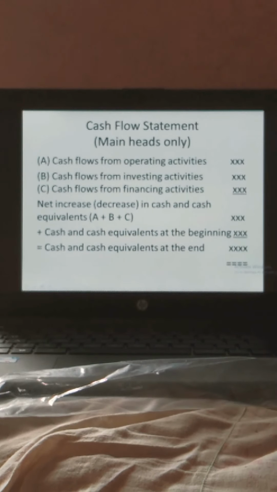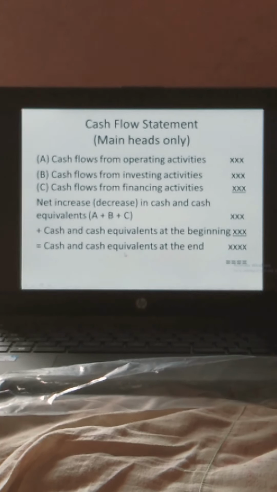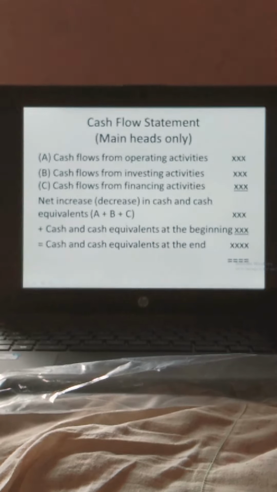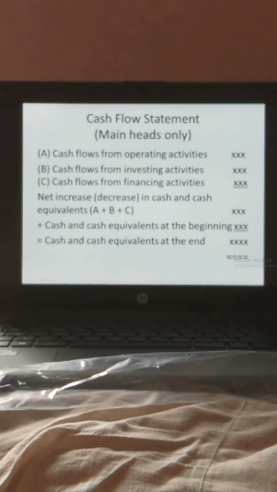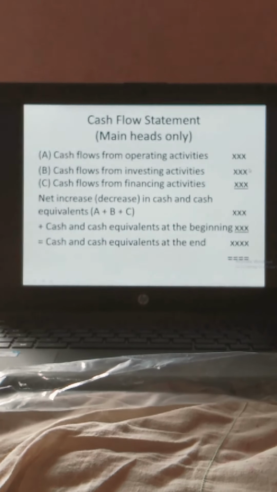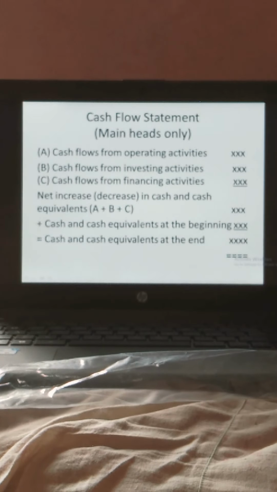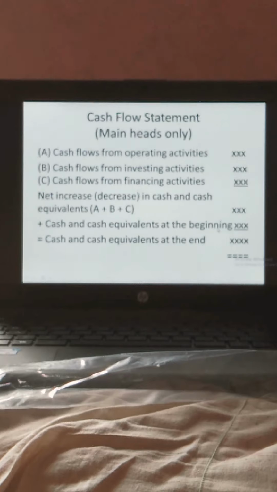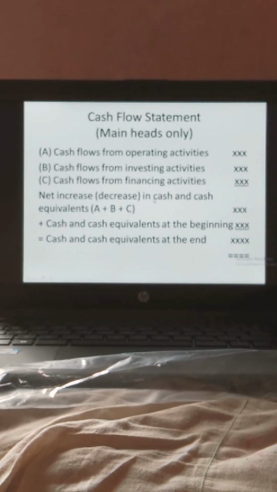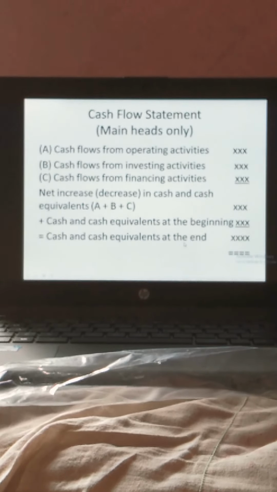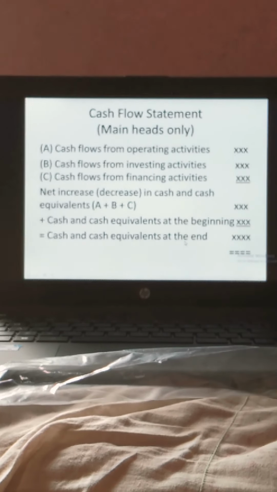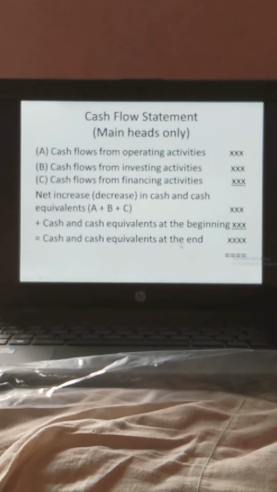Then to that, we have to add cash and cash equivalents at the beginning so that we will get cash and cash equivalents at the end. That means if you add cash and cash equivalents at the beginning to the net increase or decrease, you have to get cash and cash equivalents at the end. If you are not getting that, that means your problem is wrong.